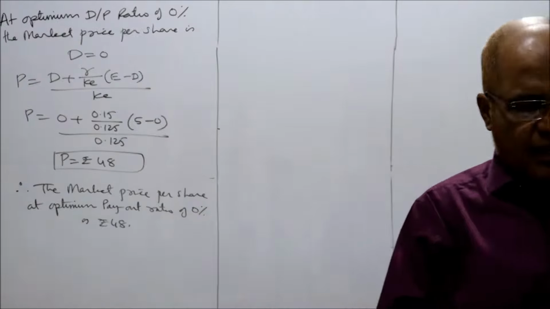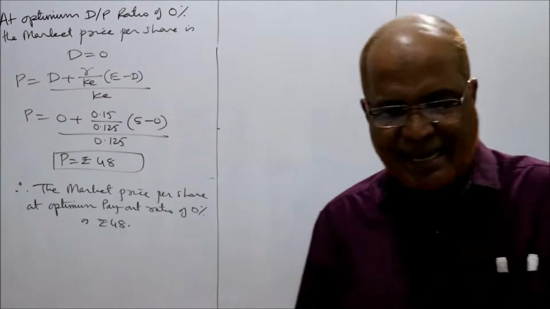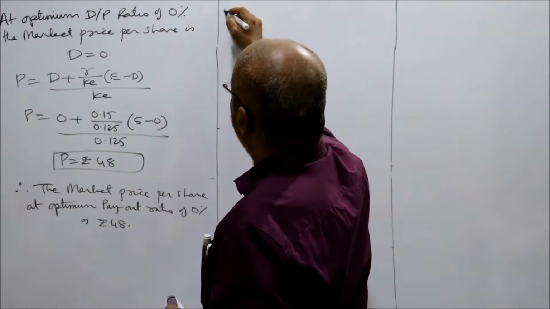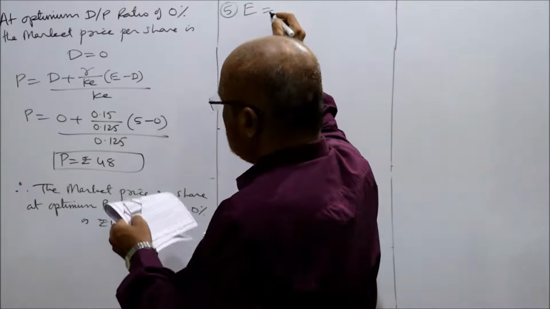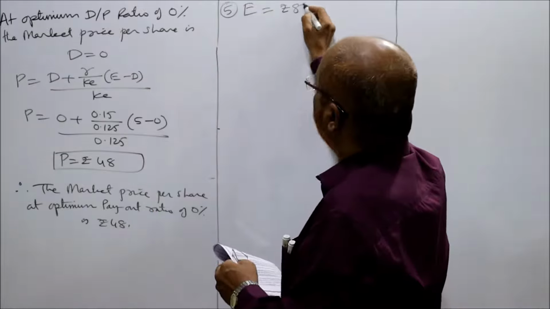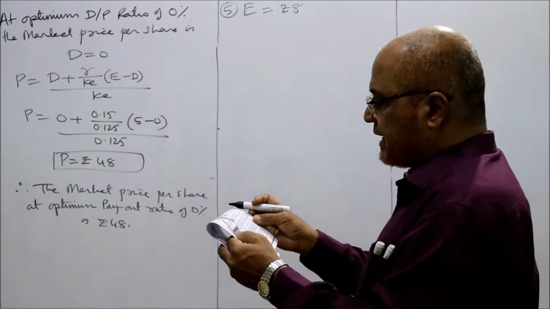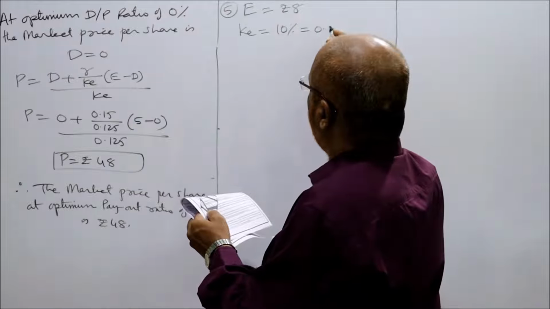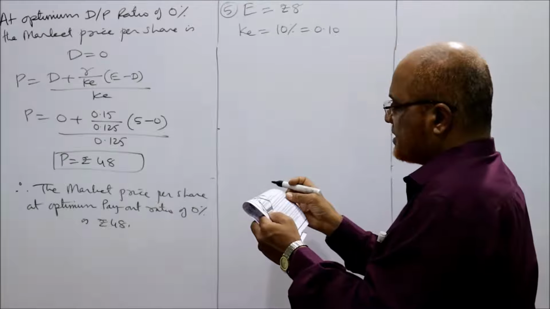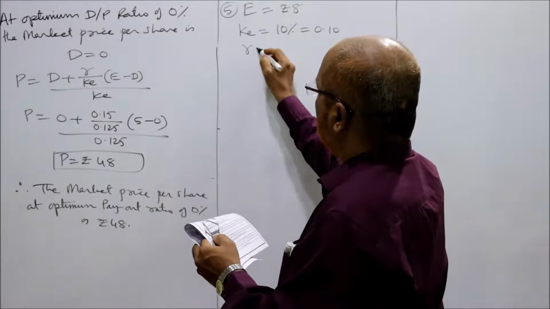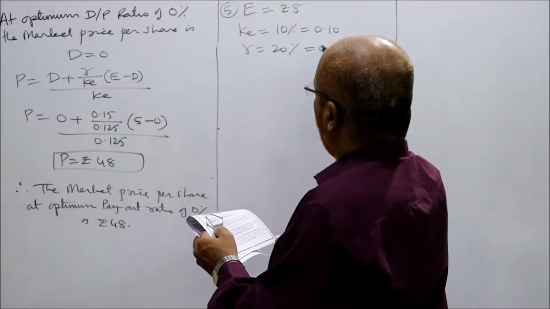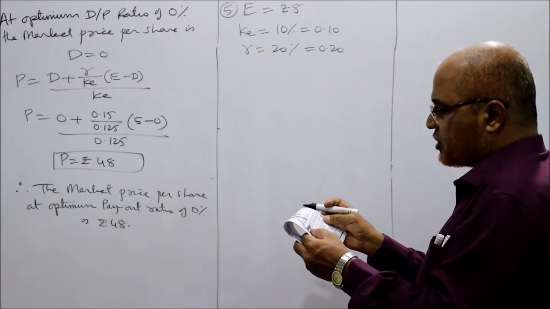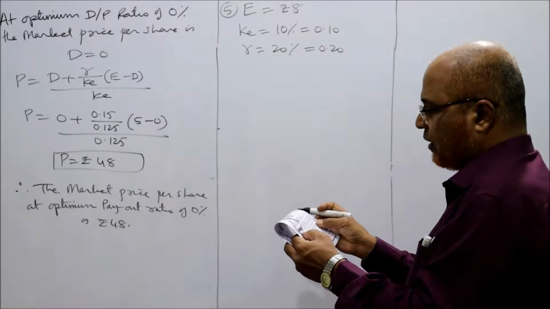Fifth problem. XYZ Limited earns rupees 8 per share. So we are given earnings per share. This is the fifth problem. Earning per share is 8 rupees, and its capitalized KE is equal to 10%, 0.10. It has a 20% rate of return, 0.20. According to Walter's formula, what should be the price per share at a 40% dividend payout ratio?